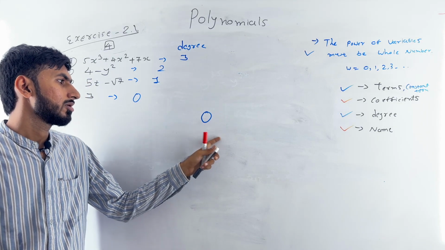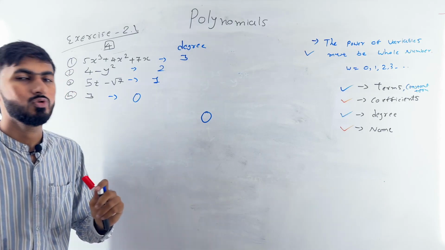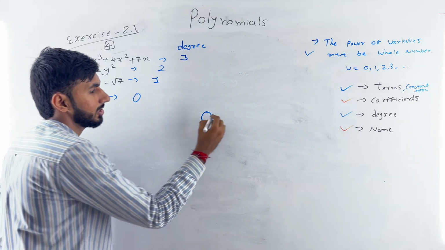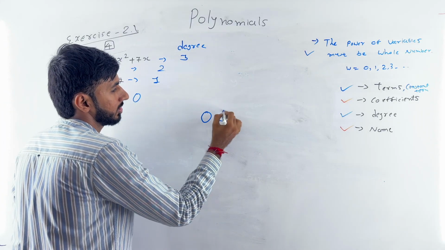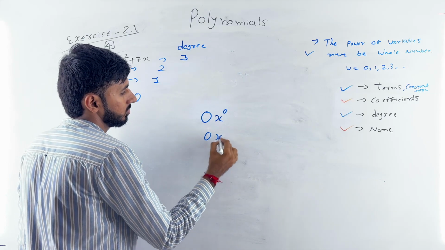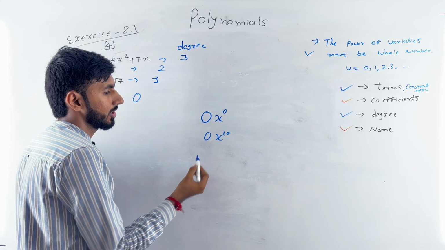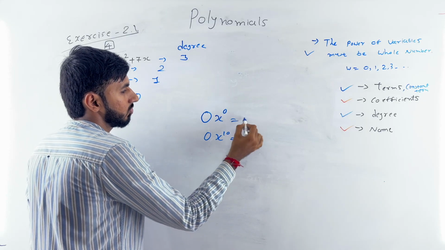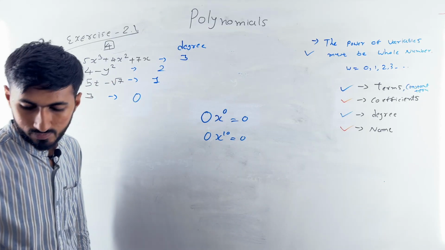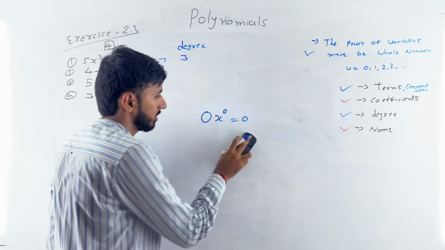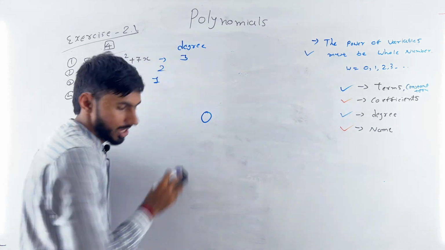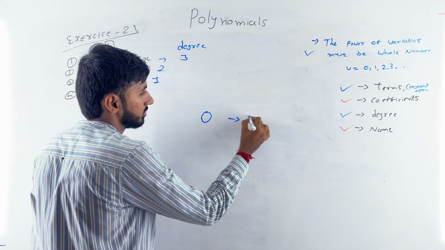For the polynomial, the only condition is that the power of the variable should be a whole number. Here I can write the power of the variable as any number. Let's say x power 0 or 0x power 10 or any whole number. Yes, it is a polynomial, right? Because the answer of this will be 0 and the answer of this will also be 0, right? So yes, 0 is a polynomial. There is no doubt in it. I can write this as a 0 polynomial.